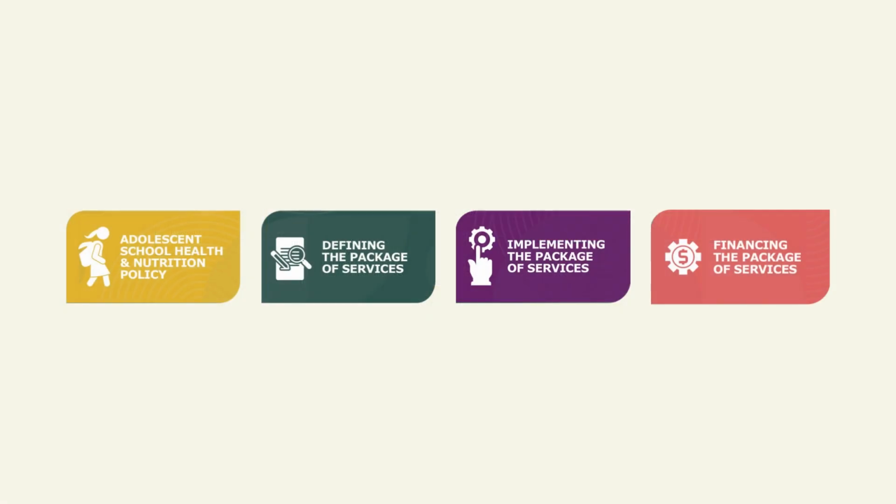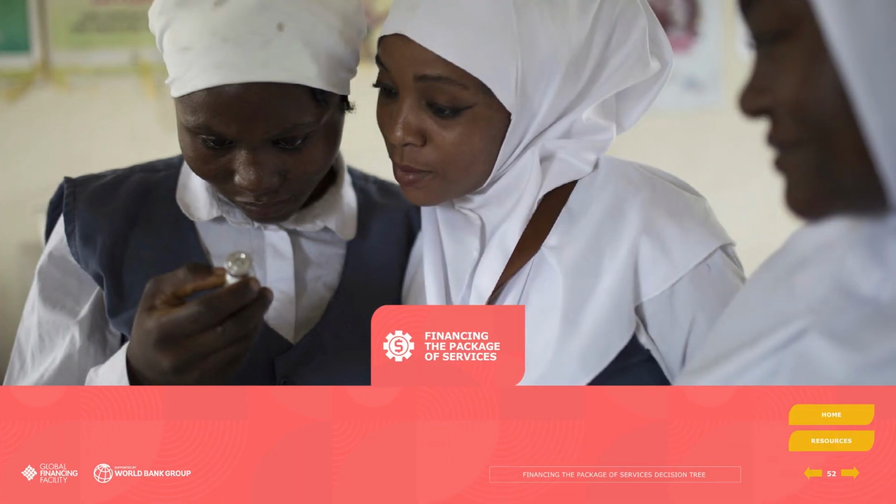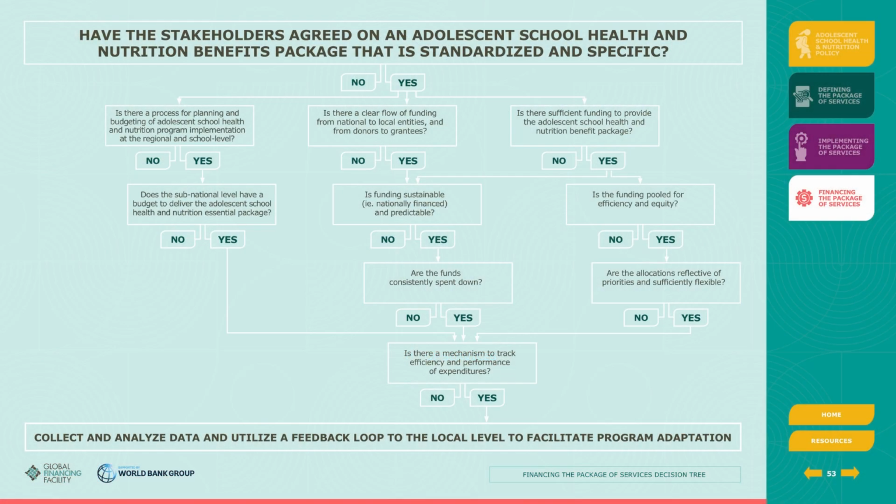Following the tools, your next challenge is to assess the budget implications of introducing weekly IFA supplementation and complementary education services. Stated another way, is there a financing gap that the World Bank could help Caledonia meet to scale up its essential adolescent school health and nutrition program? To guide this reflection, you refer to the Financing the Package of Services decision tree. Using this decision tree, you start by asking your government counterpart, is there sufficient funding to provide the adolescent school health and nutrition benefit package?